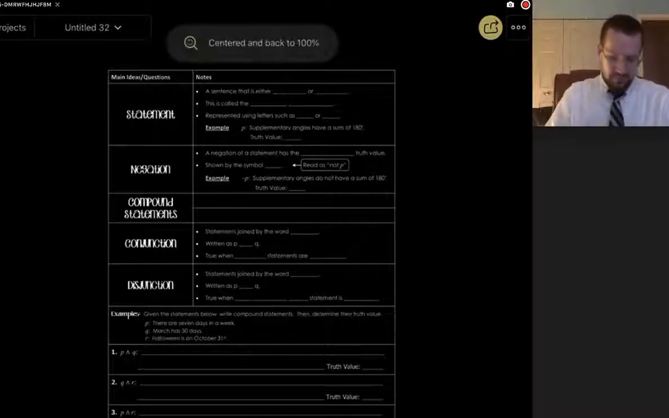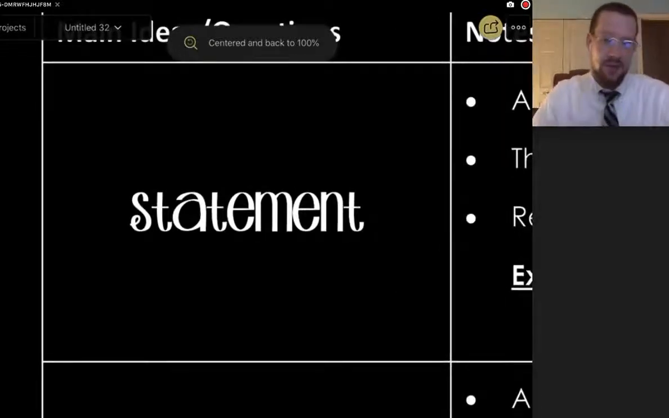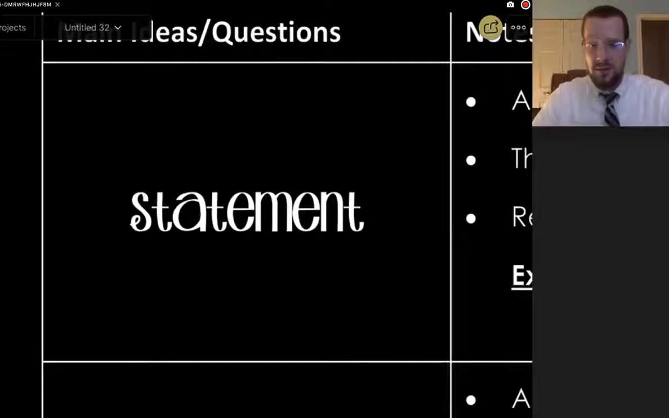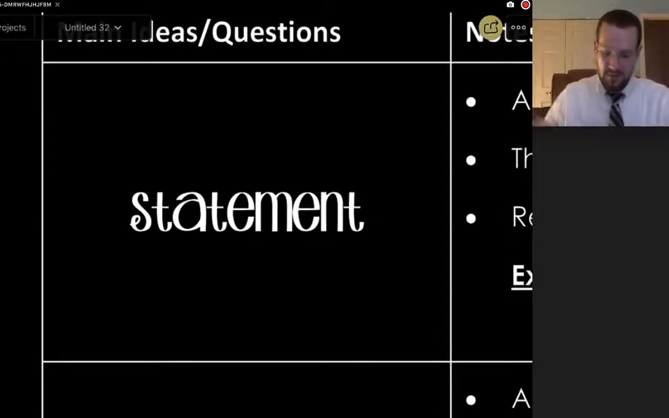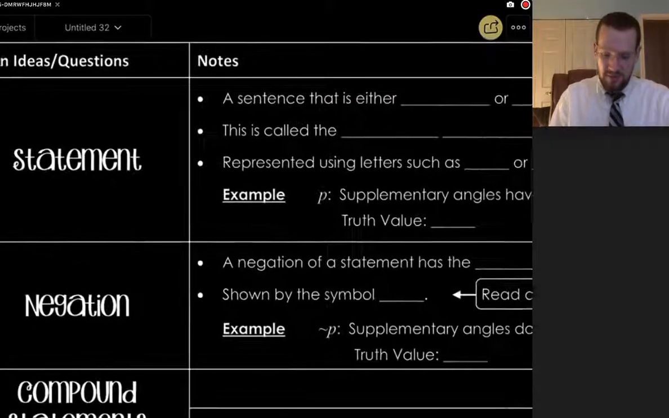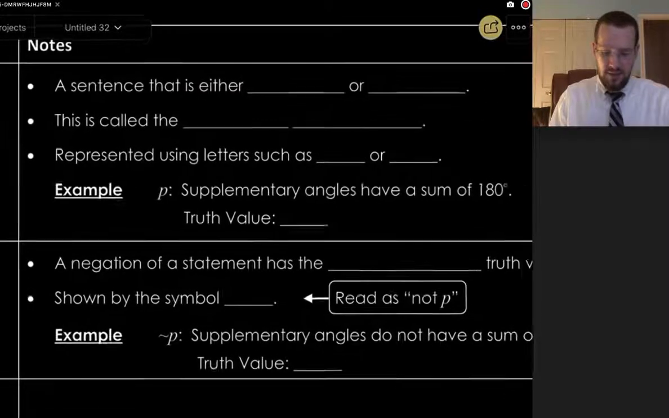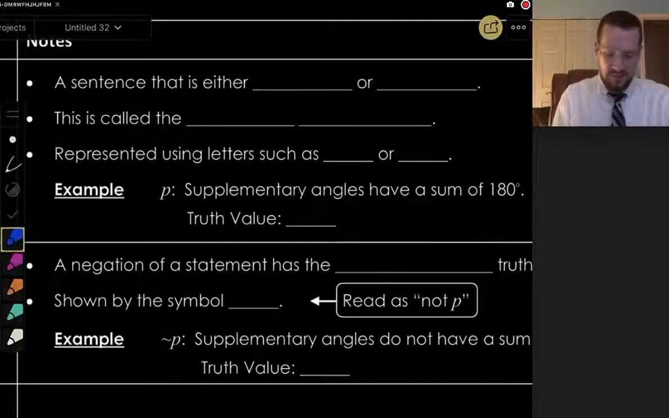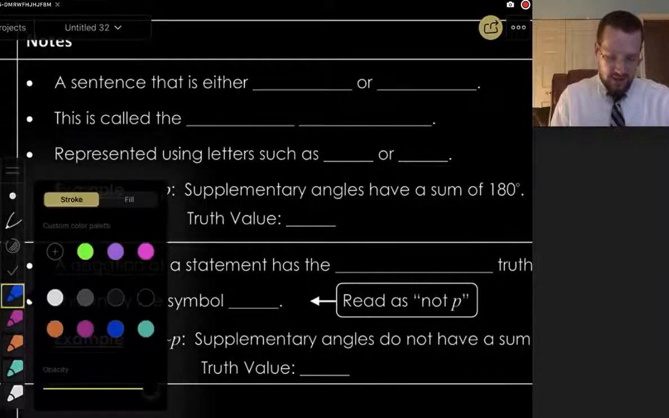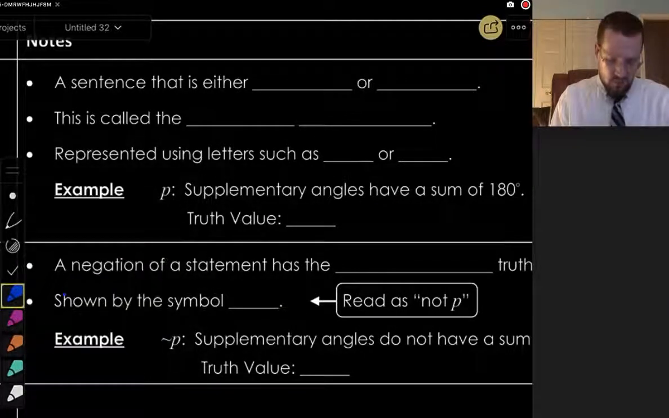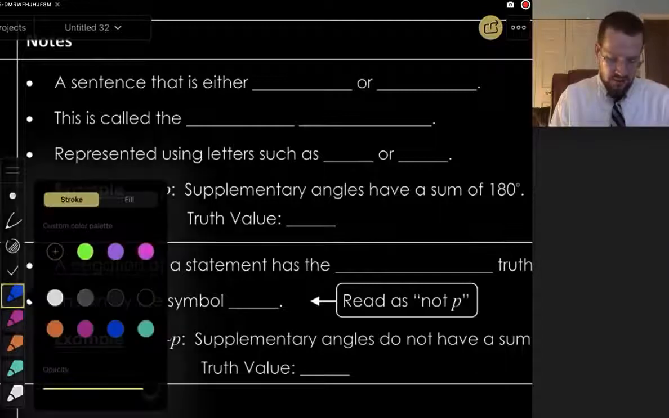So the first thing we have is a statement, and you guys are going to want to be taking notes on this. Our assignment is going to be to take notes and submit them. A statement is either true or false. There's no in between, as I was saying.